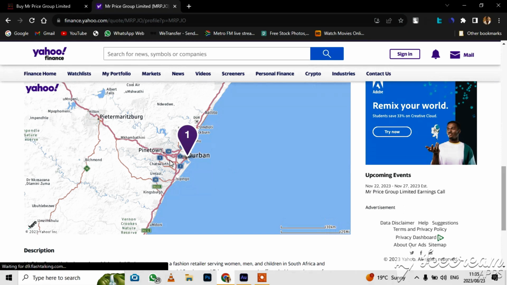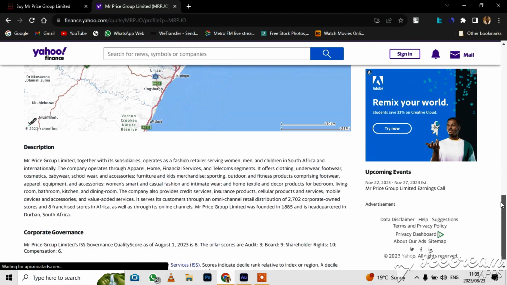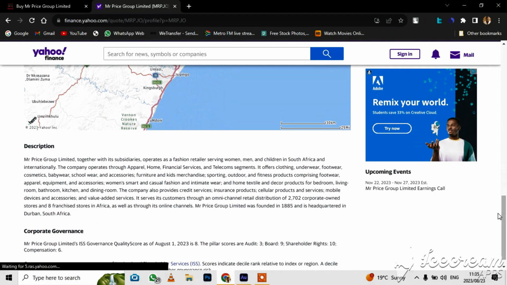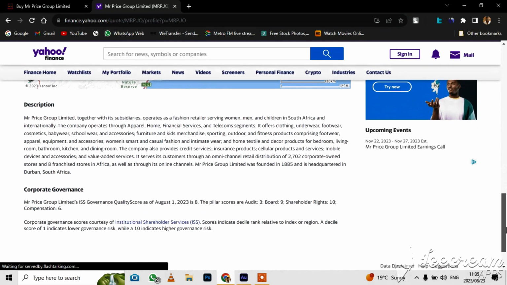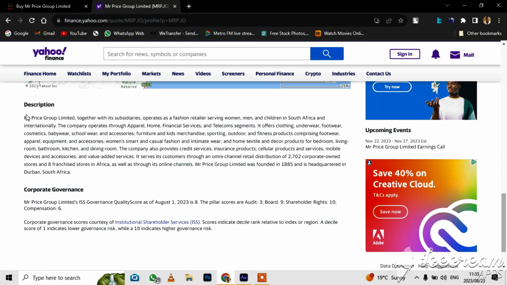So guys, this is to show you where the main branch of Mr Price is. It's in Durban. Maybe it was founded in Durban, I don't know. Well, we'll find that out when we're reading the information here. And also guys, you can read the information yourself. I just told you, and that's about it for me.